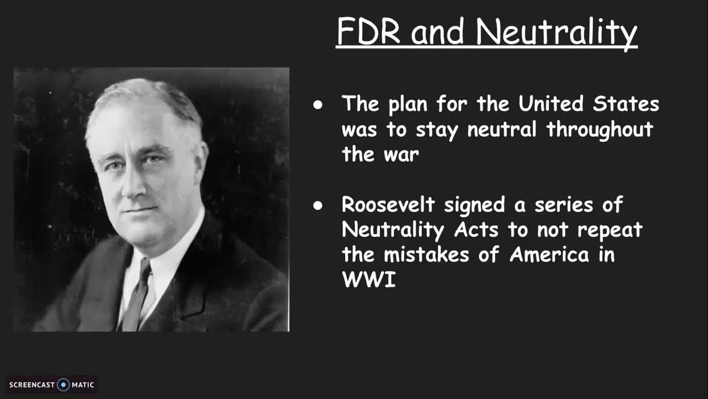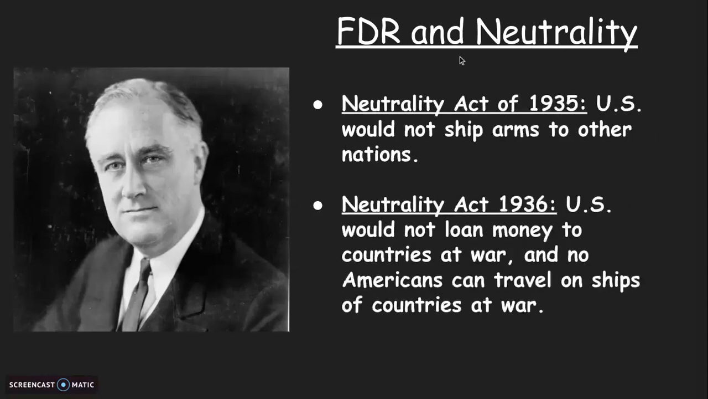So Roosevelt passes a series of Neutrality Acts, and basically they are to stay neutral. Do not repeat the mistakes that America made in entering World War I. He first signs a Neutrality Act in 1935, saying that the United States would not ship arms or weapons to other nations. In 1936, he signs another Neutrality Act, saying that the United States would not loan money to countries at war, and no Americans can travel on ships of countries at war.